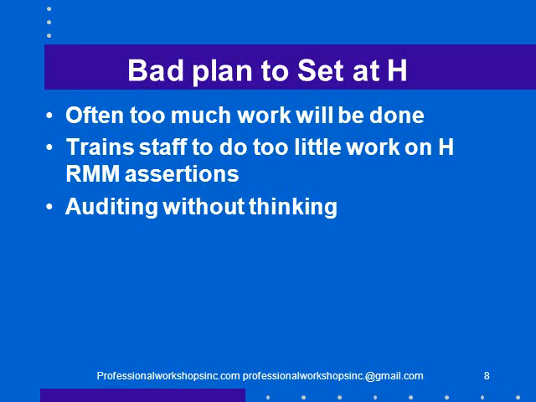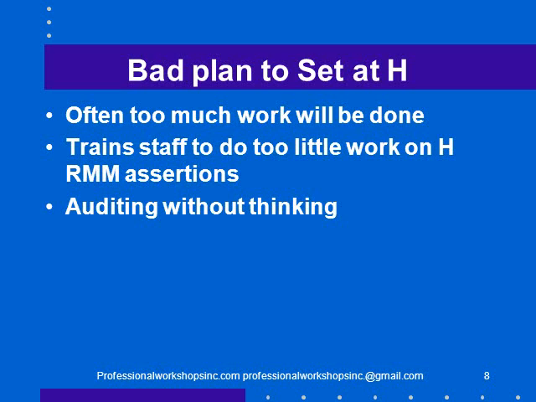Second thing is it's a bad plan to set risk of material misstatements in revenues automatically as high. Because if it's not high, if it's really low, and if you documented that properly and could have audited to low, you're going to end up doing far too much work.